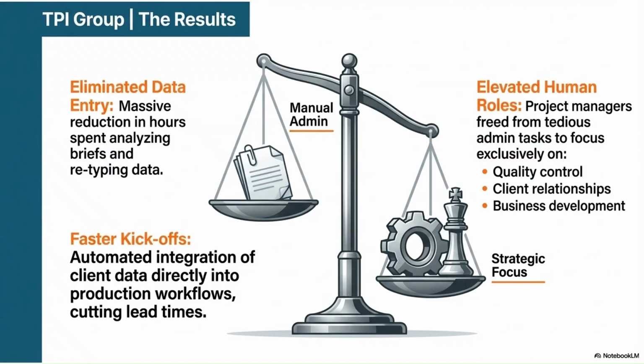So what were the results from doing this? They eliminated data entry. There was a massive reduction in hours spent analyzing briefs and retyping data. The manual administration became lighter, and what they did was elevate the human roles. Project managers were freed from these massive tedious tasks to focus on quality control, client relationships, and business development. This automated integration of client data directly into production workflows cut lead times. So it not only freed up the humans, it also increased productivity.